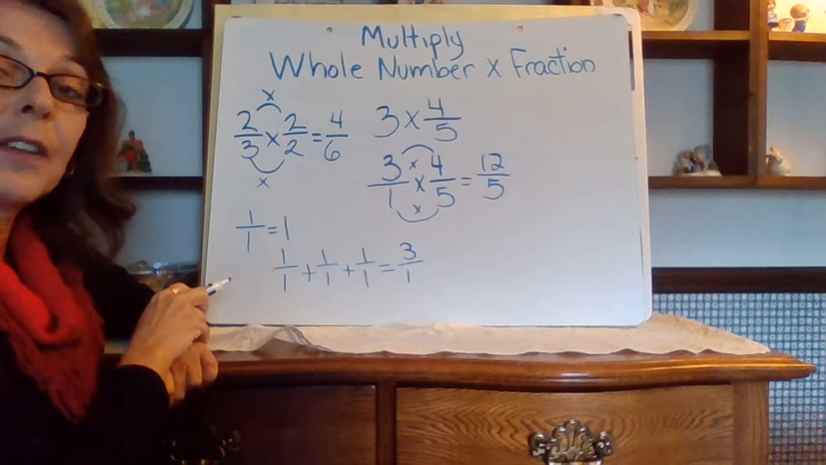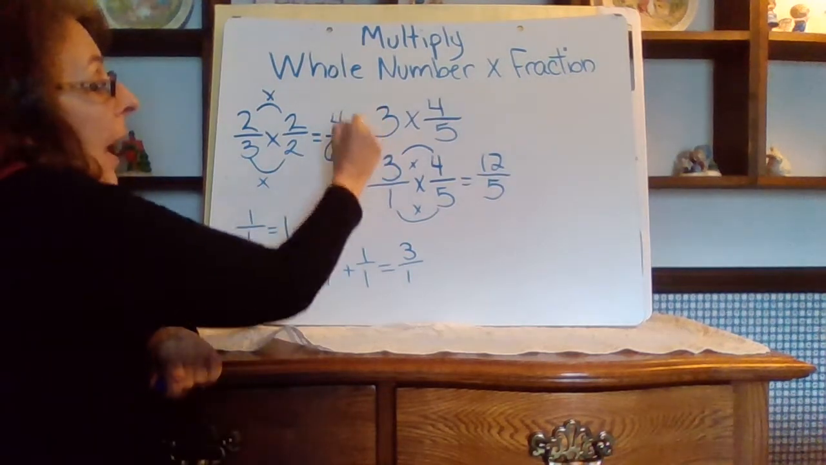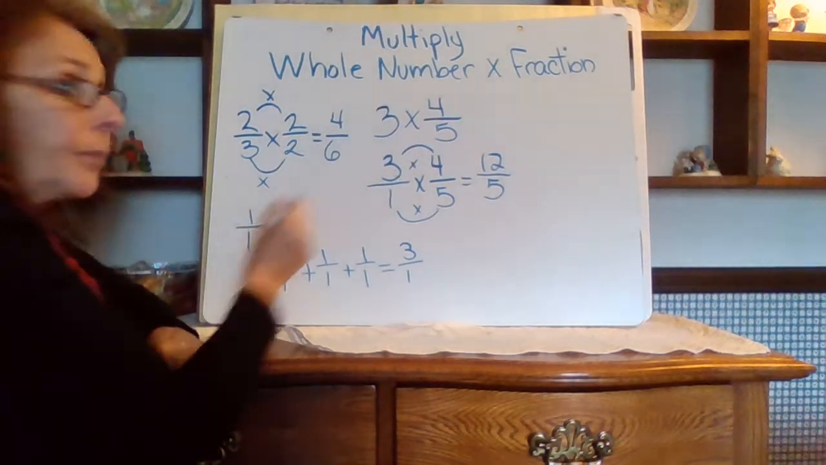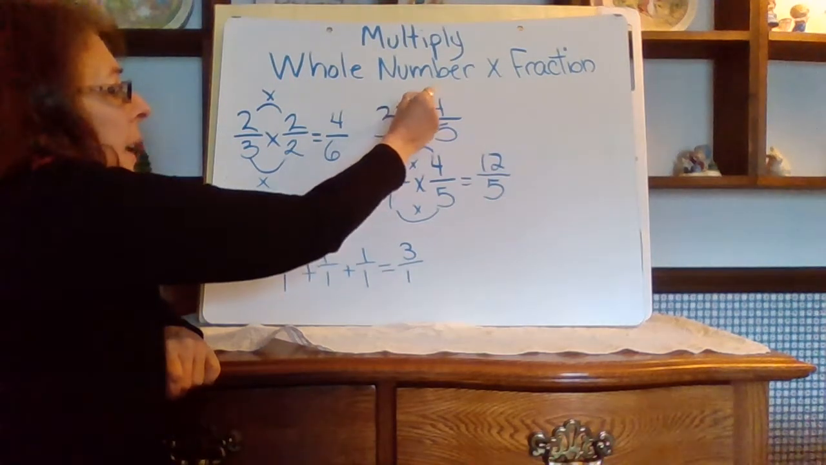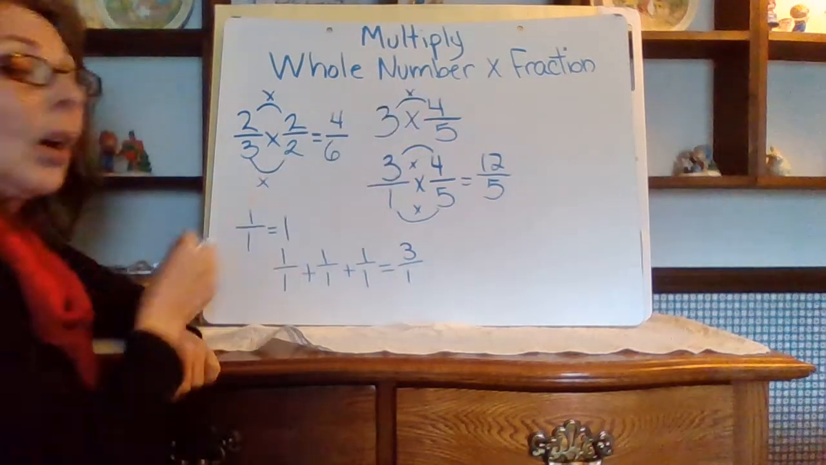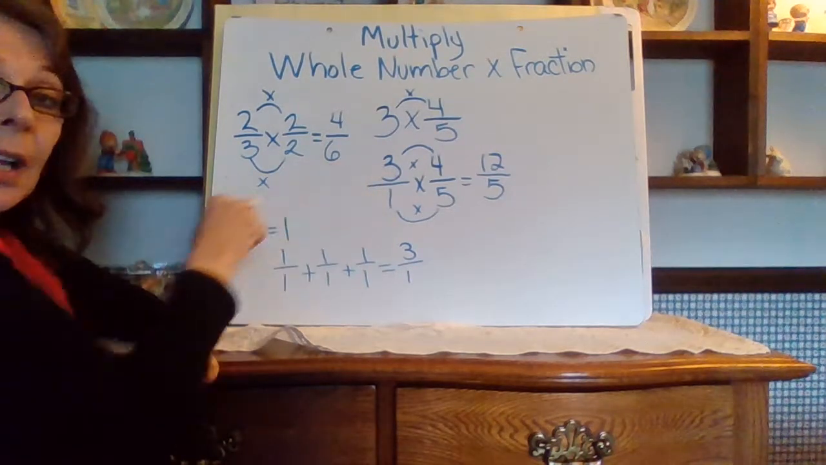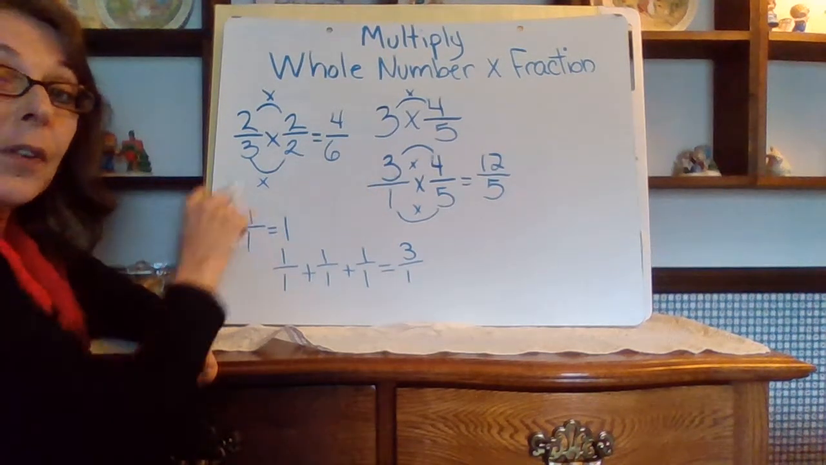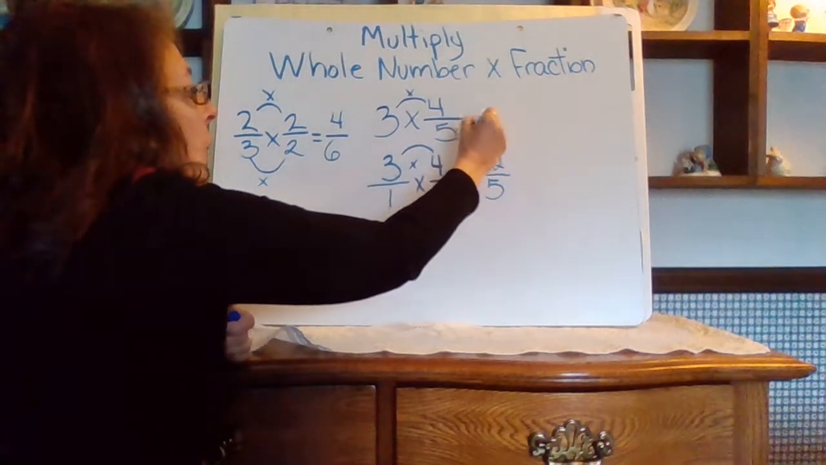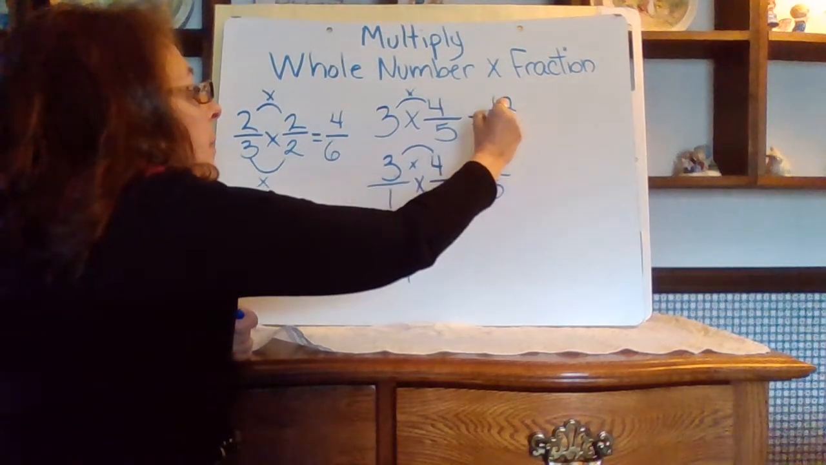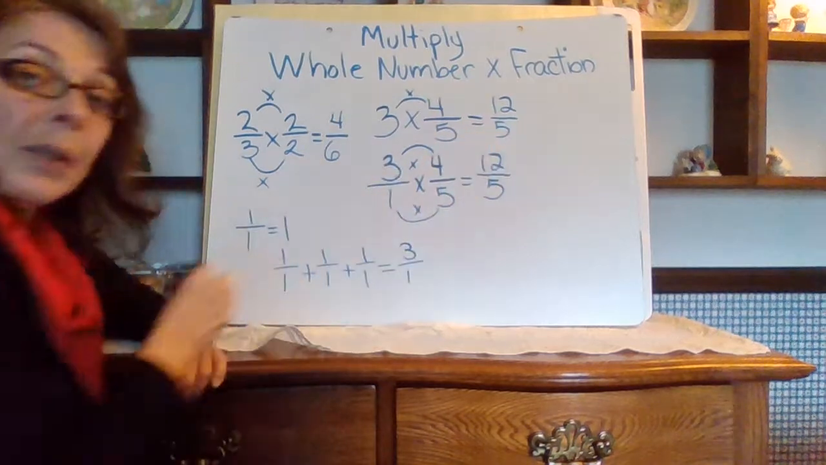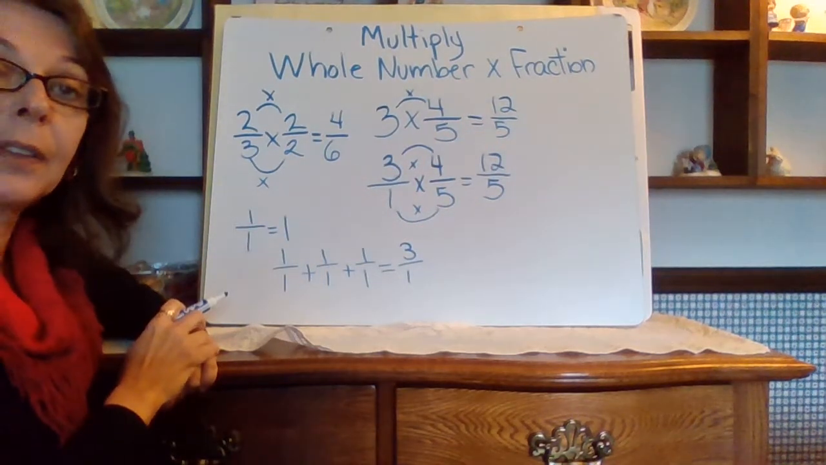which is exactly what I would get when I multiply my whole number 3 times 4/5. So let's look at how this problem was written. What we really are doing is just multiplying our whole number times our numerator, because our denominator is 1 for the whole number. When we do that, we get exactly what we got down below, 12/5.